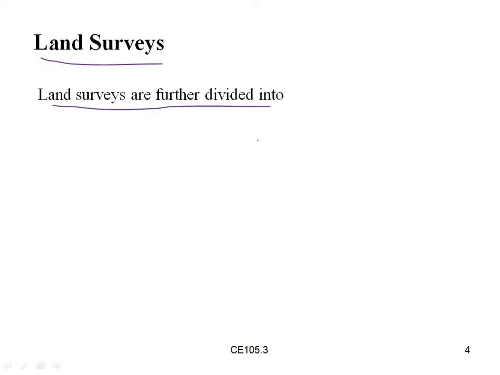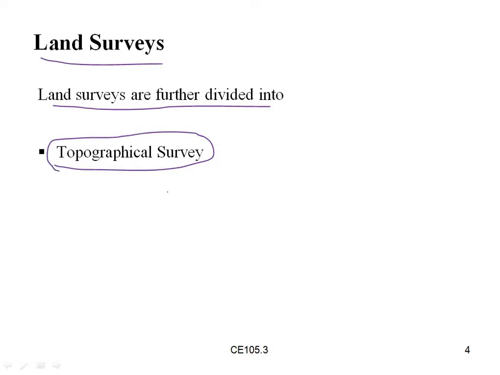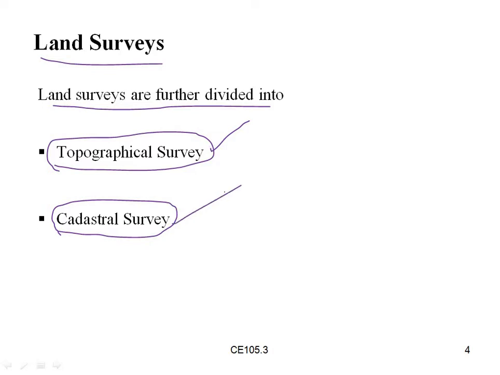In land surveys, let us see very clearly. Land surveys are further divided into the topographical survey and the cadastral survey. With the topographical survey you can see, with the help of a map, cities, towns, villages, hills, mountains, rivers, lakes. Everything can be found in the topographical survey. In the cadastral survey we can find the routes and rivers in the regions.